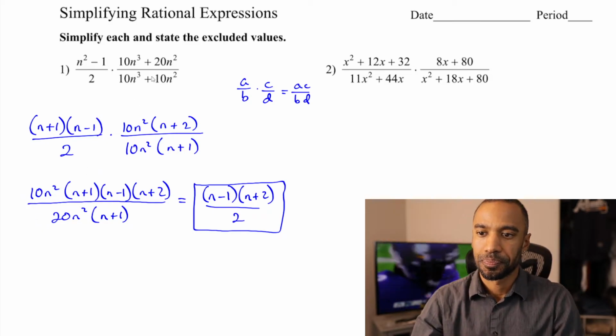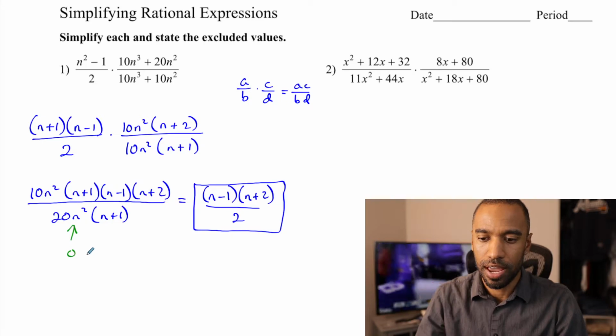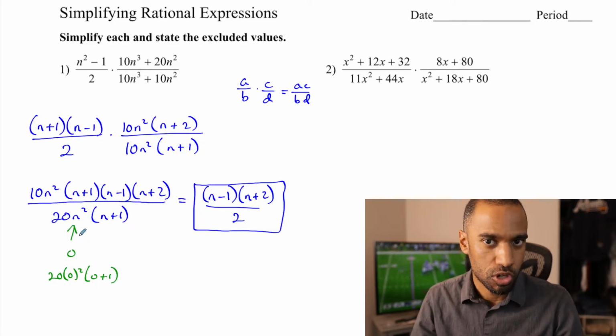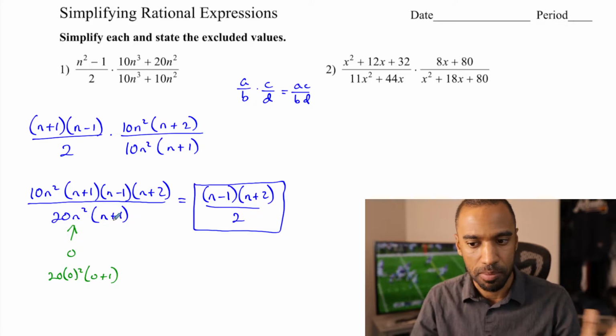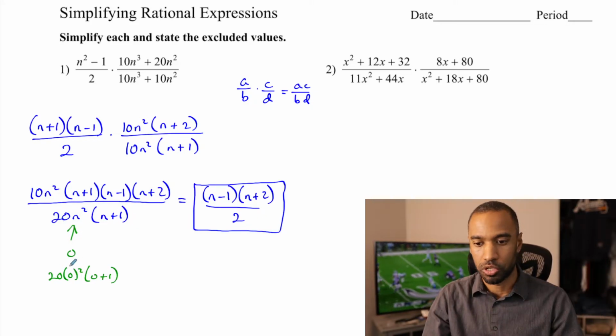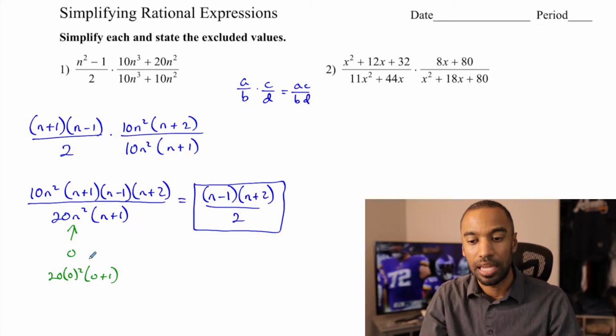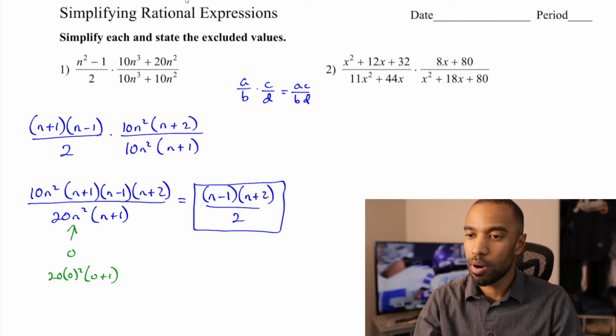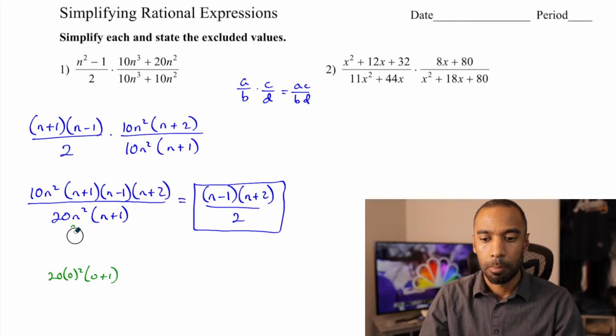Before right here, if I substitute 0 for n, what would have happened here? It would have become 20 times 0 squared times 0 plus 1. We already know about the idea of zero product property. If something times something times something equals 0, then the whole thing turns into 0, right? 20 times 0 squared, it all turns into 0. And that's a problem, because you end up dividing by 0.